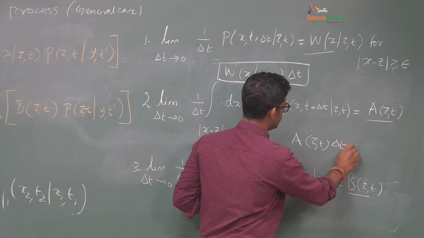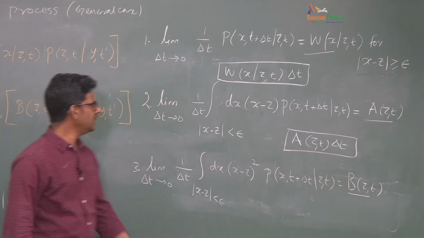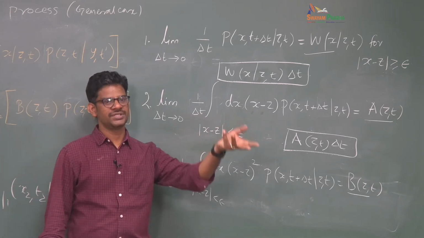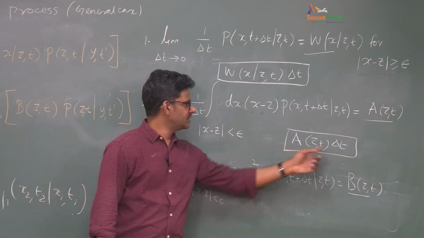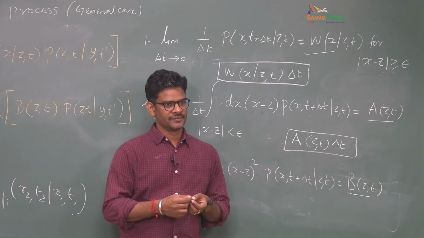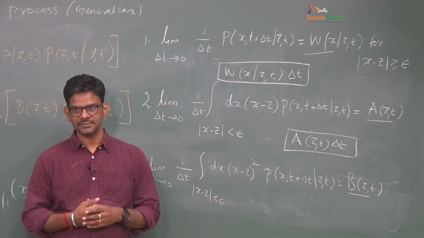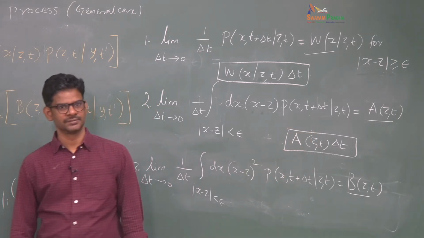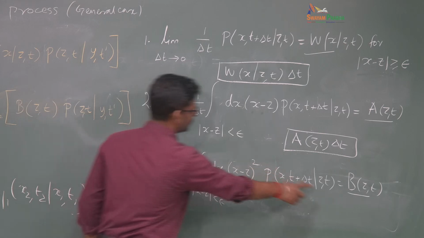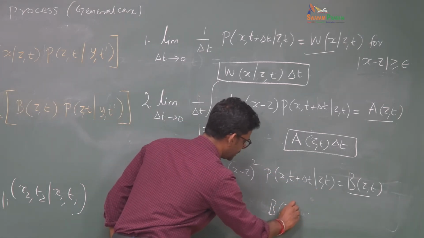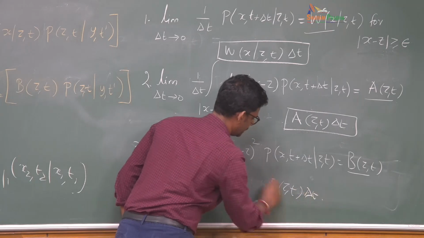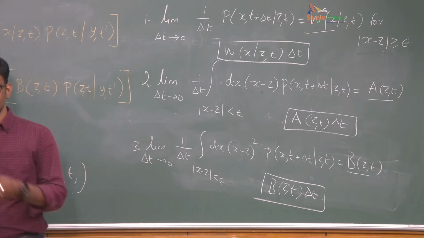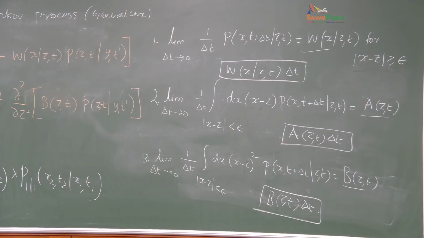times delta t gives me the mean value of the displacement. Suppose x and z are all coordinates, positions of a Brownian particle, then this a times delta t tells you the mean change in the position, the rate of change of the mean. So this is the first moment of displacement. Similarly, when I go to this b of z comma delta t, this basically gives me the second moment of the displacement. Again, I am talking about the displacement in the continuous limit. The displacements are happening locally.